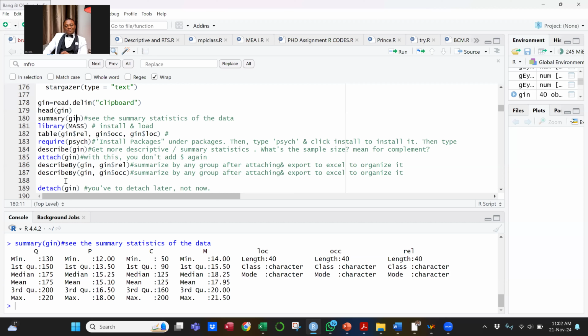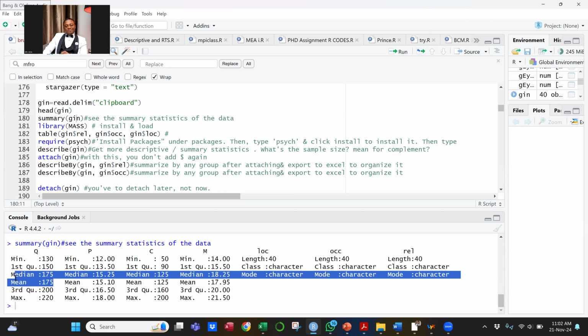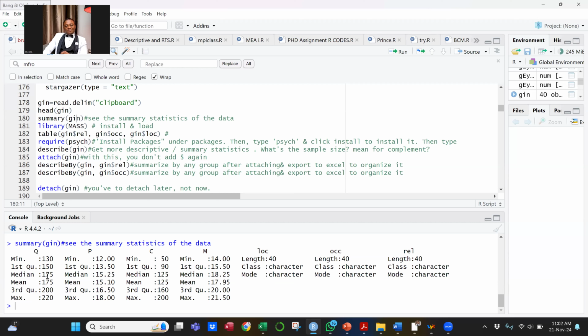But this command called summary doesn't give you all the summary statistics you need. It only gives you the minimum, the maximum, the first quartile, the third quartile, the mean, and the median. That's all it does. It doesn't give you much. So usually, if you want more information, you don't use this. You use something else, but we'll come to that something else.